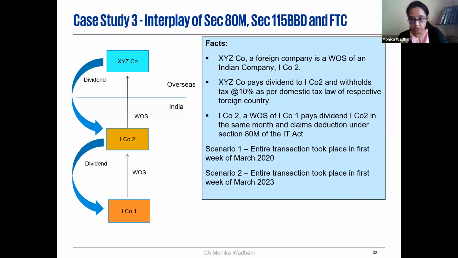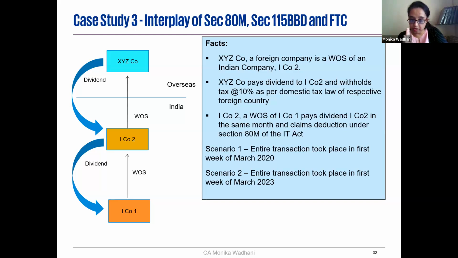The reason for taking these two different dates is that the provisions of section 115BBD, which is a special rate of tax of 15% on foreign dividend income, is no longer applicable from assessment year 23-24, that is financial year 22-23. Therefore, when we look into scenario 2, wherein the entire transaction has taken place in March 2023, you don't have to see the provisions of 115BBD. You only have to see ATM versus FTC. If the transaction has taken place in March 2020, then 115BBD was applicable.